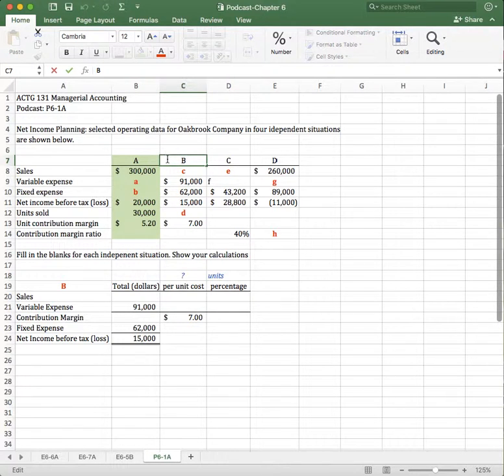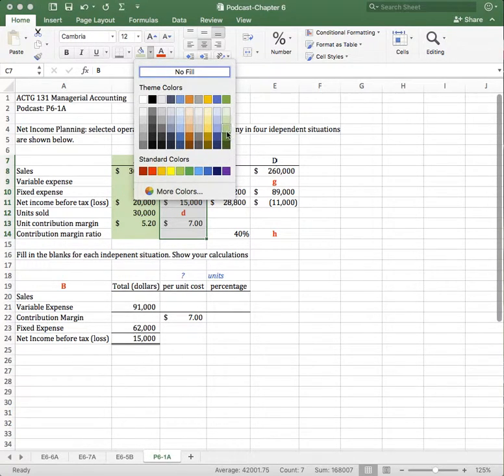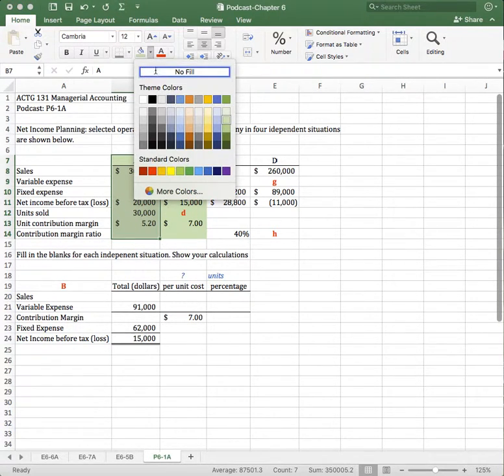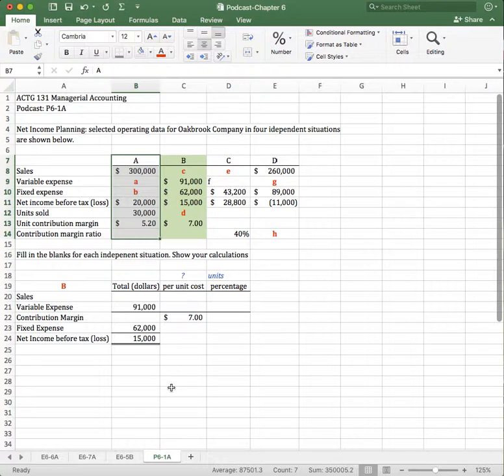So here we go. We're going to work with this scenario, B. Let's make that one green, and we're no longer working with that information. So here's the information given. We need to calculate how much sales dollars. We're given variable expense, fixed expense, and net income before tax, and we're given $7 as the contribution margin per unit cost. So where do we even start?